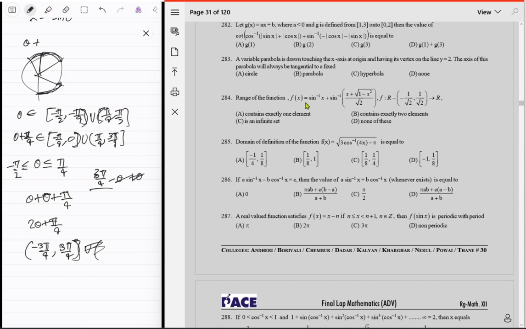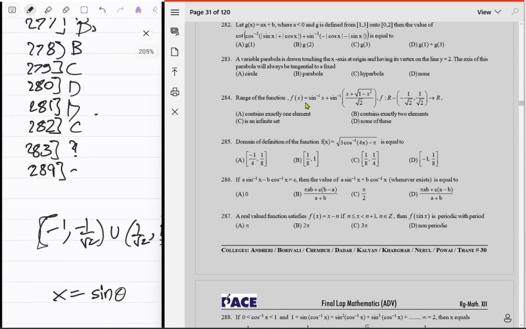It's an infinite set because it has infinite values. So C is the answer. It's a whole interval. Next question, 285.